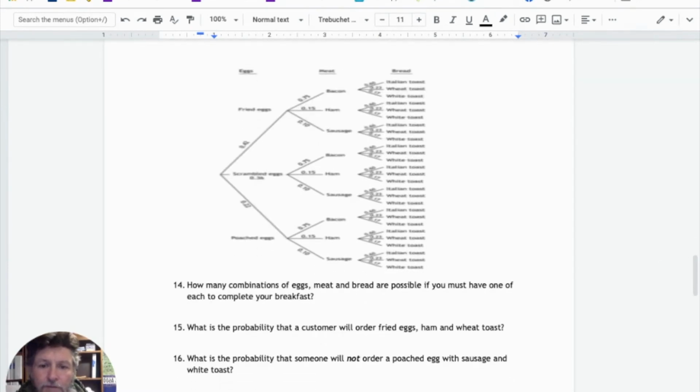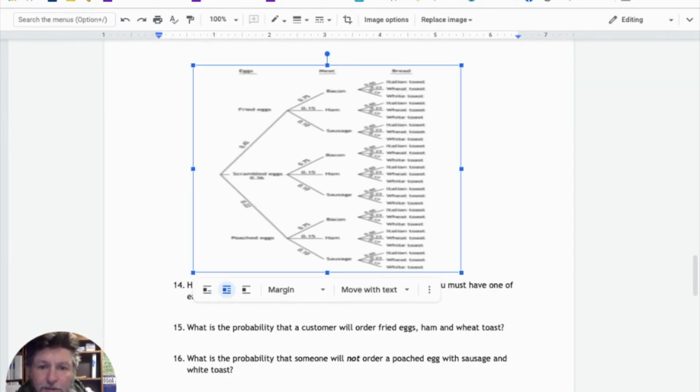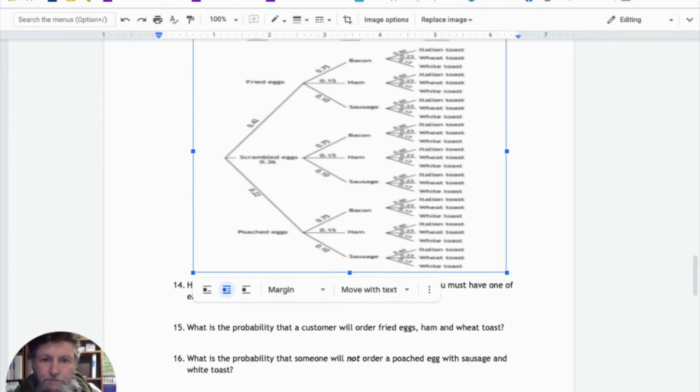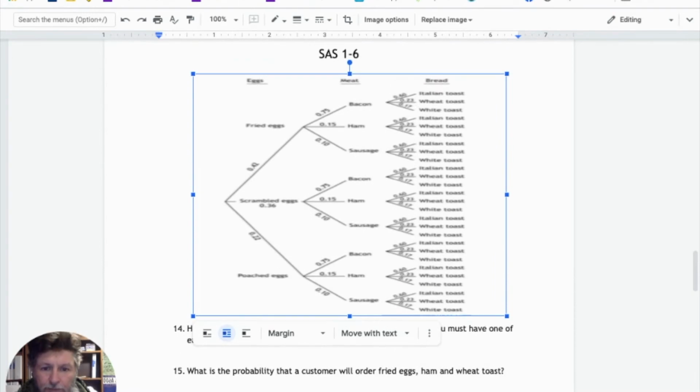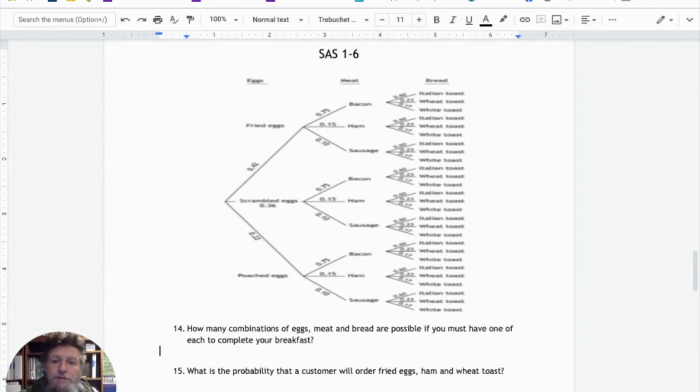This is a pretty convoluted thing, but you have to be able to see it really well. I'm going to blow it up a little bit so maybe you can see it better. All right, so the question number 14, how many combinations of eggs, meat, and bread are possible? You must have one of each to complete your breakfast. Well, it's pretty easy in a tree diagram. You just have to count the number of ends there are. Or you can just count the number of levels and how many events are in each level.